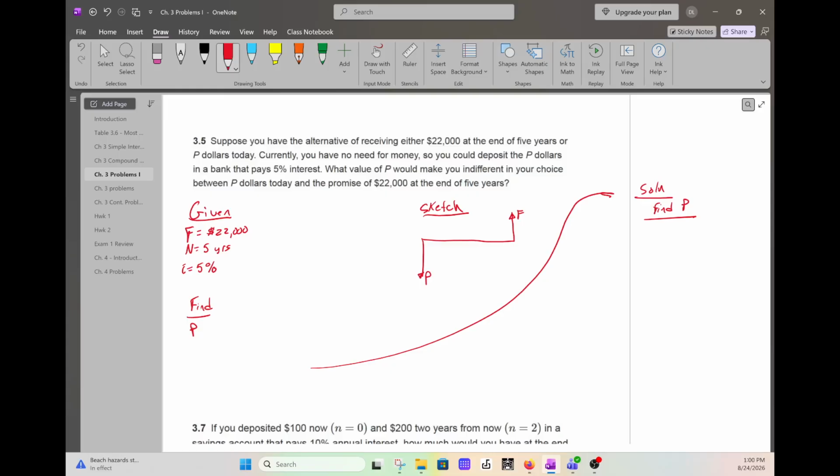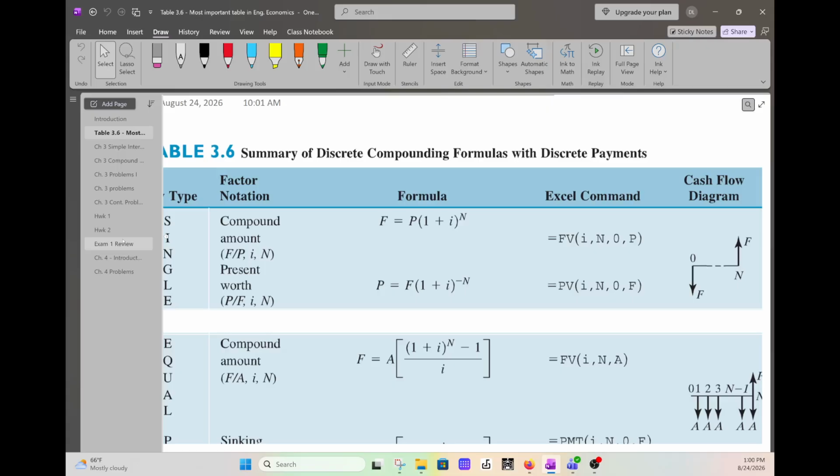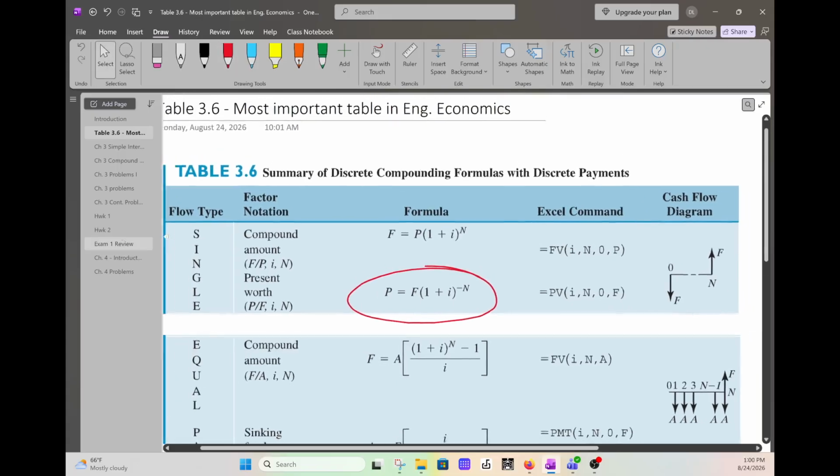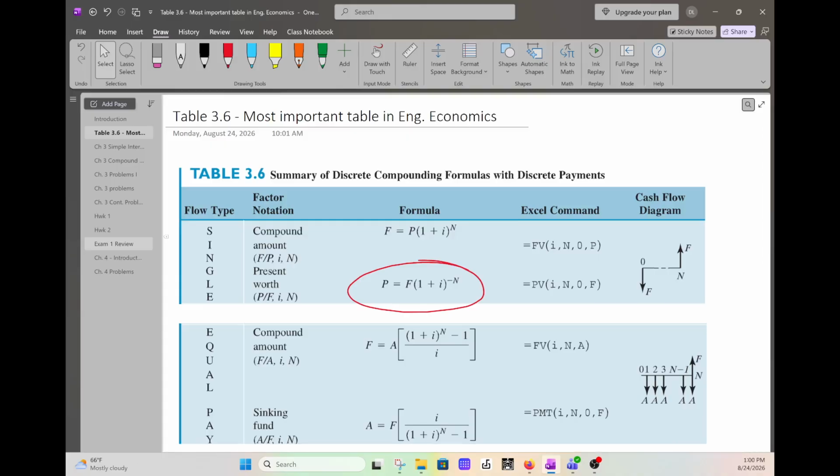There are a few things I want to show you now. Go back to the table, and we're looking for P given F. You may see this terminology, or this shortcut, which is parenthesis P over F, comma I, comma N. That means we're looking for P given F with an interest rate and number of years.